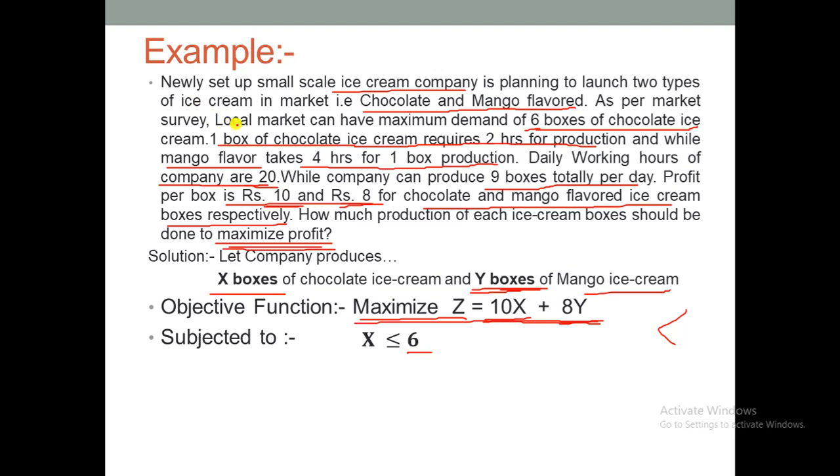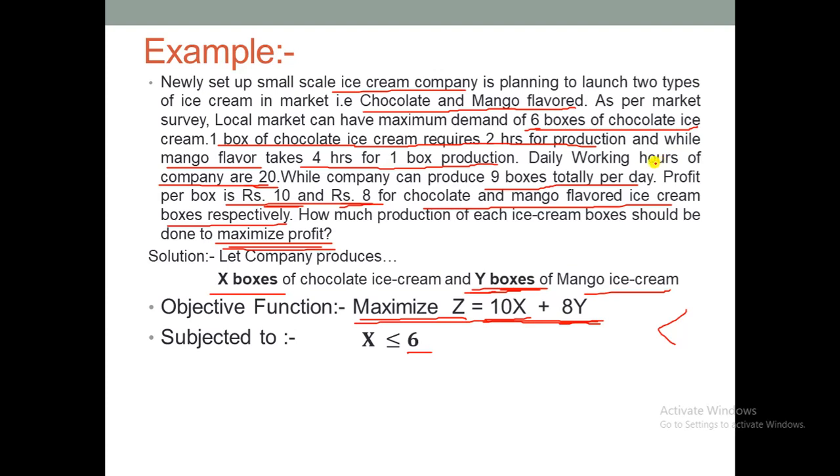Now the second constraint. As we read the problem sentence by sentence, accordingly we will get the constraints. The second sentence is that one box of chocolate ice cream requires 2 hours for production, and a mango box requires 4 hours of production. Now how many boxes of chocolate have we considered? X number of boxes. One box requires how much time? 2 hours. So total time required will be 2x. And second, a mango flavored box requires 4 hours for one box. How many boxes have we considered? Y number of boxes. So total time will be 4y.